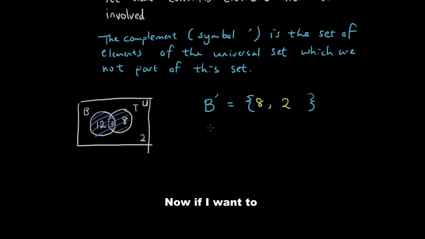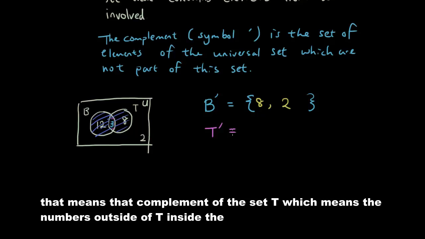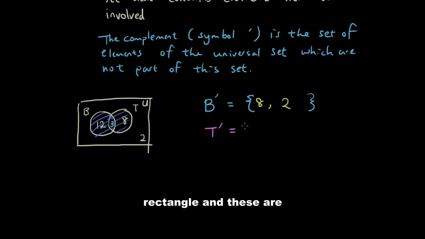Now if I want to do T apostrophe, that means the complement of the set T, which means the numbers outside of T inside the rectangle, and these are 12 and 2.